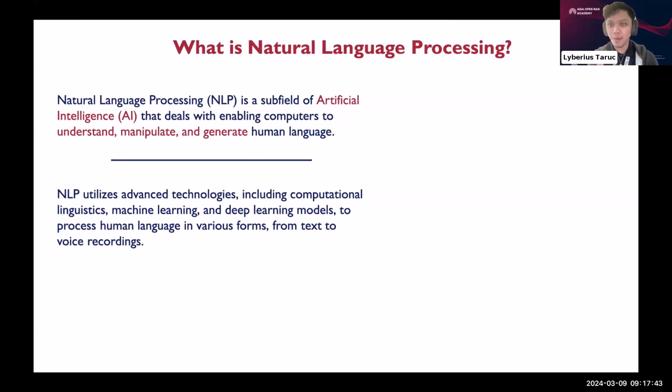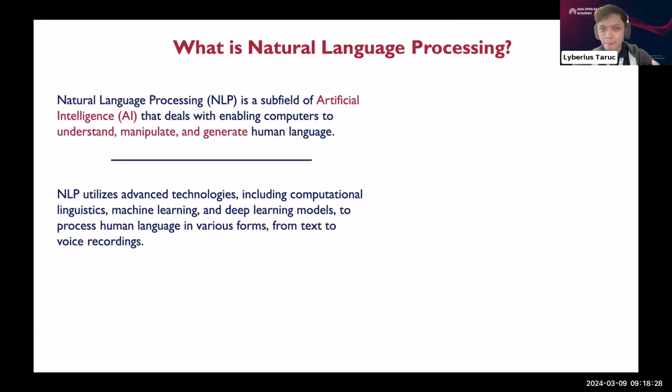If you are an English speaker or if you are familiar with idioms, you would know that definitely this is an idiomatic expression. So how is a computer able to understand an idiomatic expression? We literally do not skin a cat, right? But it means something else. So there is context involved. Now, having said that, NLP utilizes advanced technologies, including computational linguistics, machine learning, and deep learning models to process human language in various forms, from text to voice recordings. In terms of the science itself, there is also another field in computer science called computational linguistics, right?